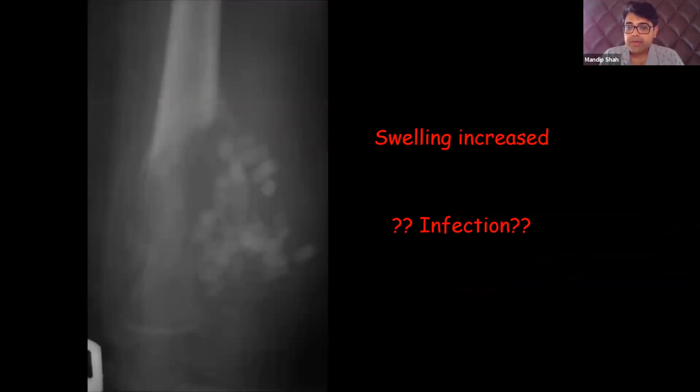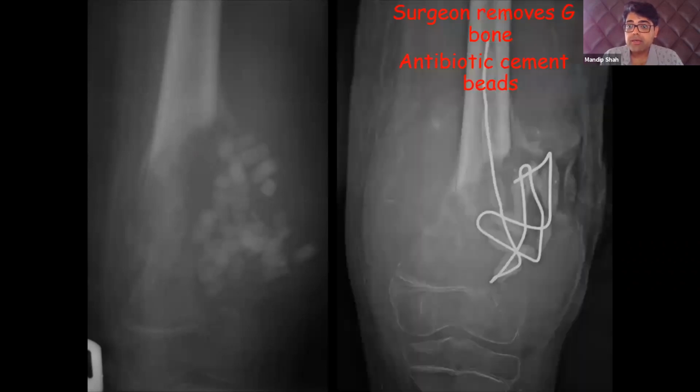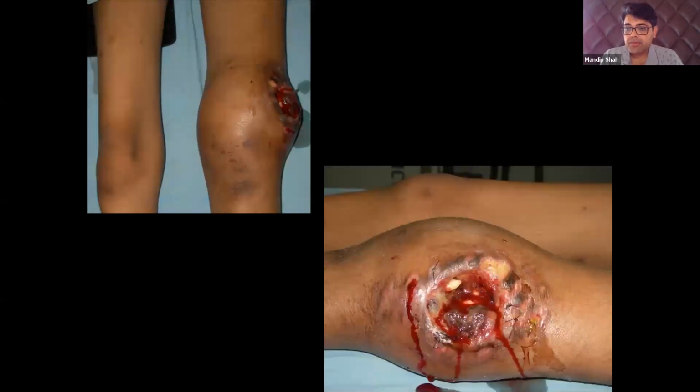Surgeon did curettage and G-bone implantation, but the swelling kept on rising. Rather than thinking of some other pathology, he thought there's probably an infection, so he removed the G-bone and put in antibiotic beads. And this is how the patient presented to us. This was actually a telangiectatic variant of osteosarcoma.